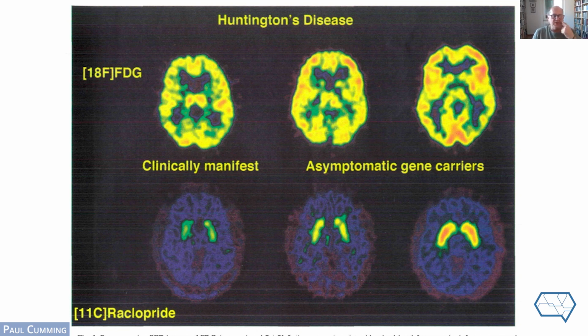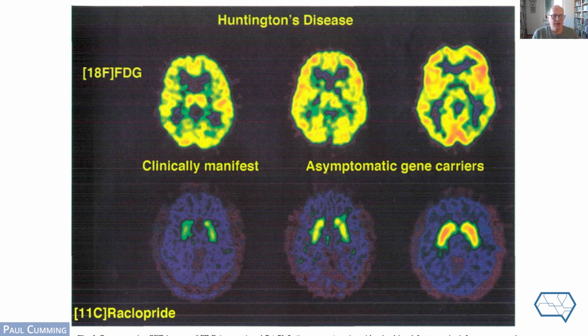And that result is summarized here, showing in the upper figure the metabolic map using FDG. It's hard to tell, but with a little bit of imagination, you can see that the clinically manifest patient in the upper left-hand corner has hypofrontality compared to some asymptomatic gene carriers in the upper right-hand figure. And if I had a pointer, I would point out where the basal ganglia is, because the clinically manifest patient has a distinct loss of metabolic activity in the caudate and putamen, although it's a bit hard to see from the figure.